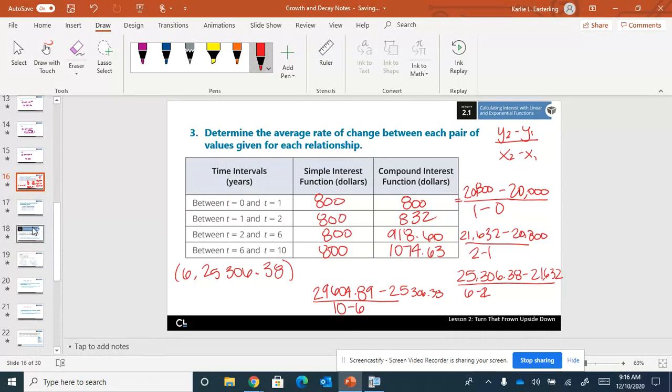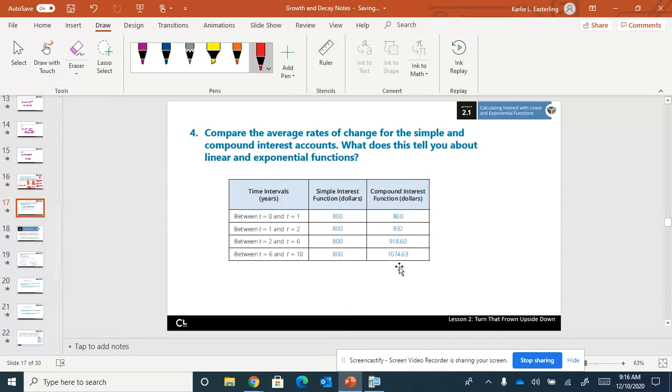All right, so let's go and look at number 4 here. And we did get all of those values correct. So compare the average rate of change for the simple and compound interest accounts. What does this tell you about the linear and exponential functions? And hopefully you remember the simple interest is linear, and this is the exponential.